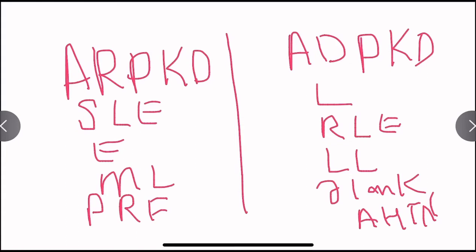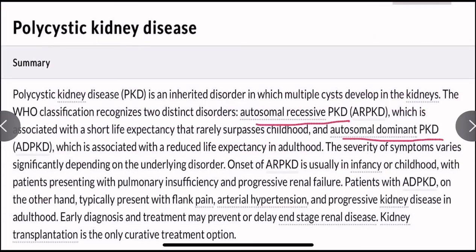So autosomal recessive polycystic kidney disease has a short life expectancy and early onset, usually occurring in children, and is more lethal, with progressive renal failure. Autosomal dominant polycystic kidney disease has a late onset, reduced life expectancy, and is less lethal; flank pain and arterial hypertension will be there. Now let's go to the description.